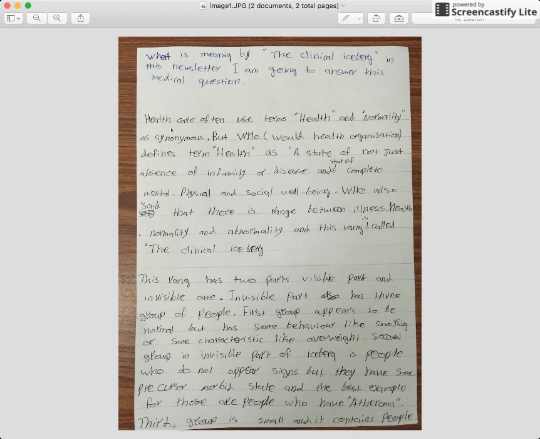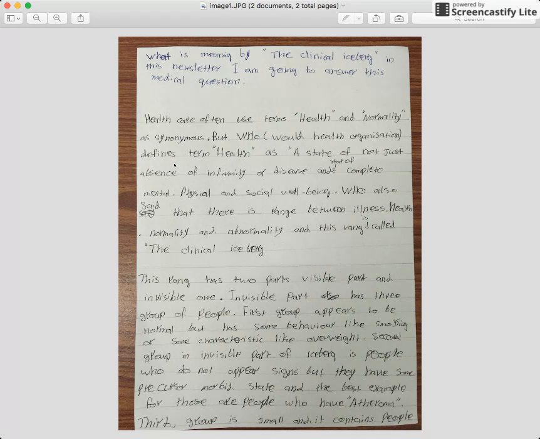Healthcare often use the term. Okay, healthcare is not a person or place, yeah? So it can't really use the term, okay? So it should be healthcare, people in healthcare or healthcare officials, okay? Use the term healthy and normality as synonyms. But WHO, okay, so you're writing to medical students, okay? So you don't need to define what the WHO is. If they don't know what the WHO is, there's a problem, okay? So you don't need to put that.